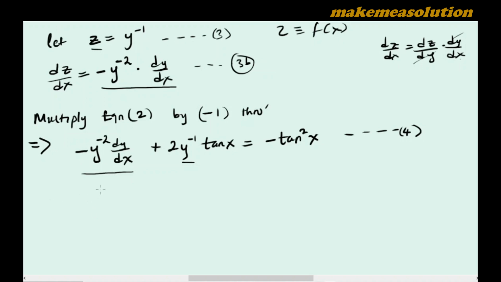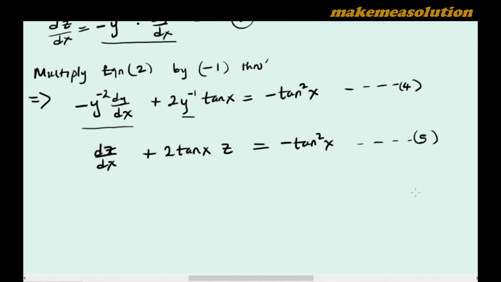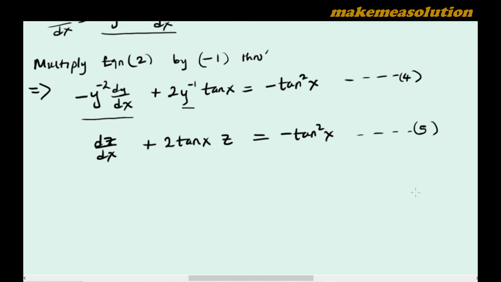So what we'll now have is dz/dx, plus 2 tan x, I just rearranged it, z is equal to negative tan squared x. This is equation 5. So this is the linear equivalent of the Bernoulli's equation.